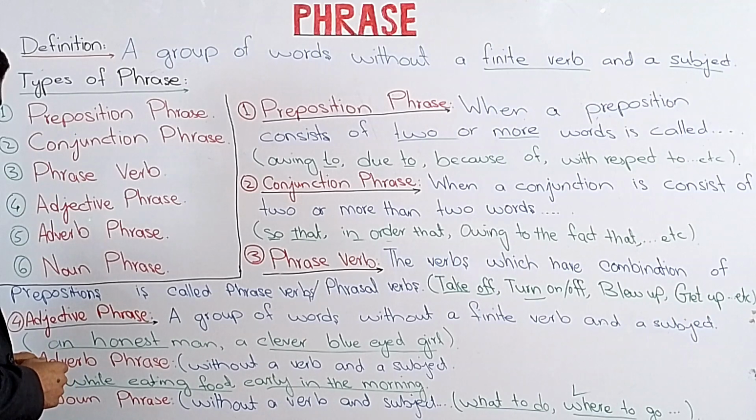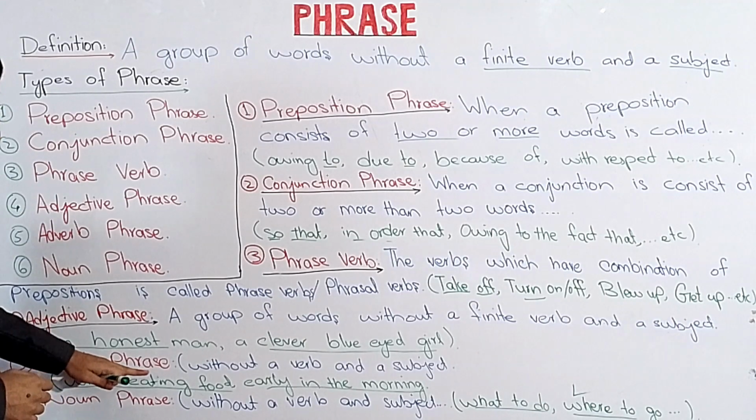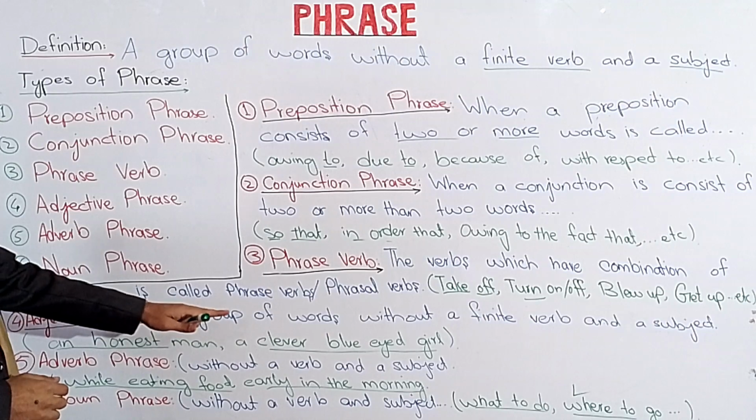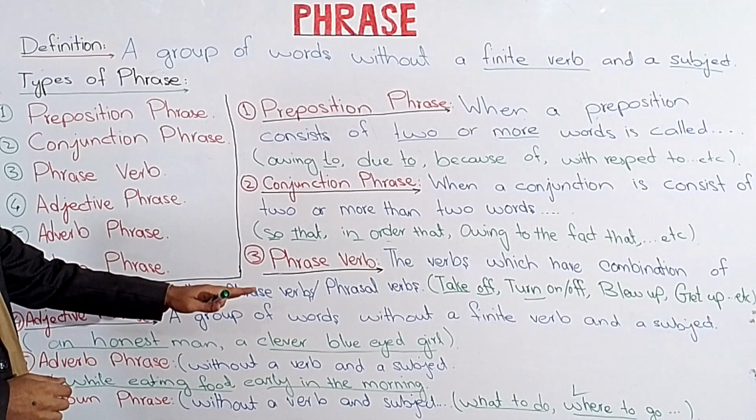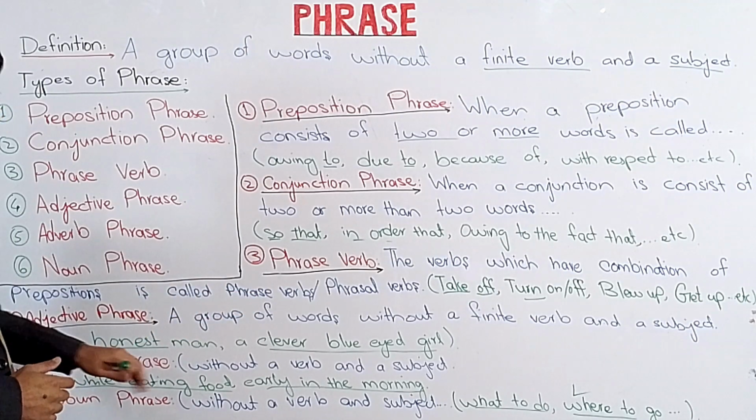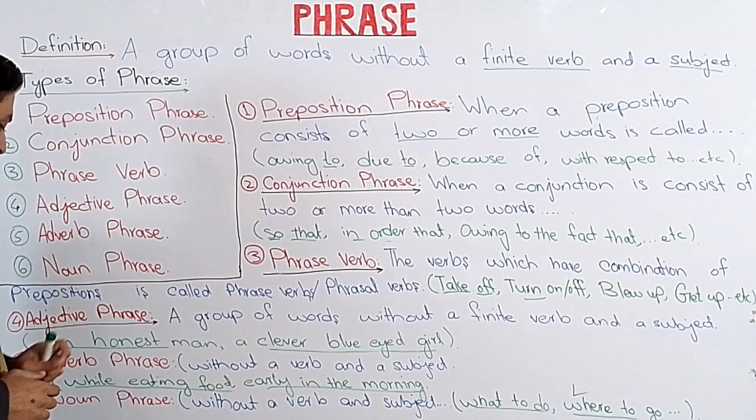because it does not have the subject in itself. Then comes the adverbial phrase, or the adverb phrase, which is again a group of words where we do not have a finite verb and a subject, and it works like an adverb in the sentence.